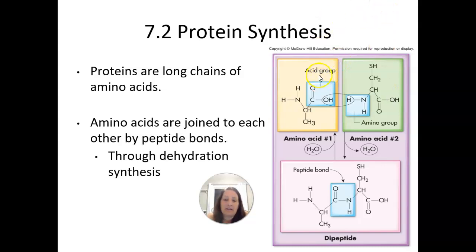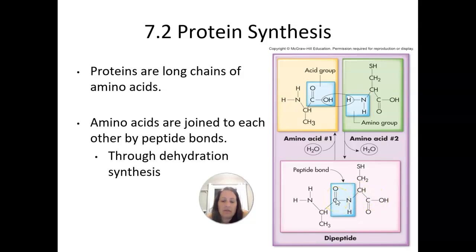The acid group of amino acid number 1 is going to react with the amino group of amino acid number 2. And so what's going to happen here is water, so H2O, so an OH from this carboxyl group and a hydrogen from this amino group are going to be removed. So water is removed, okay, H2O. And so when these get removed, what happens is this carbon from amino acid number 1 is now going to covalently bond with this nitrogen from amino acid number 2. And so here we go. This was amino acid 1, and now it's bonded to amino acid number 2.